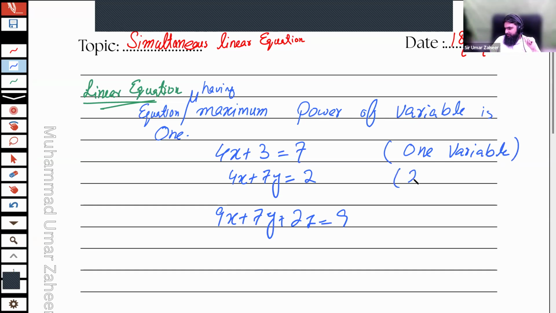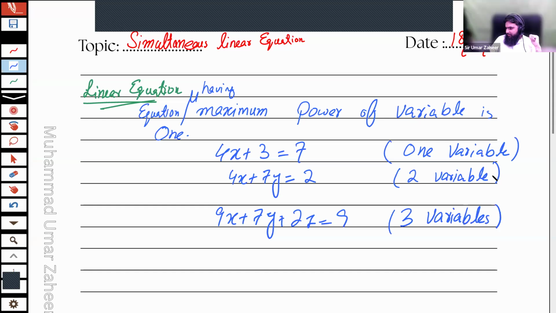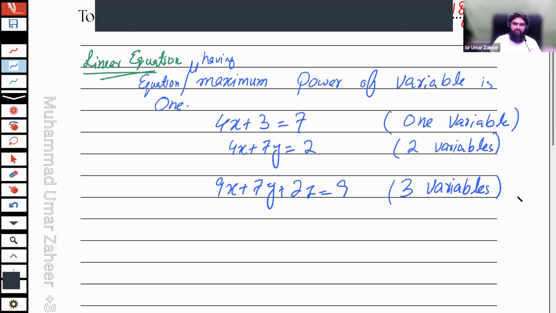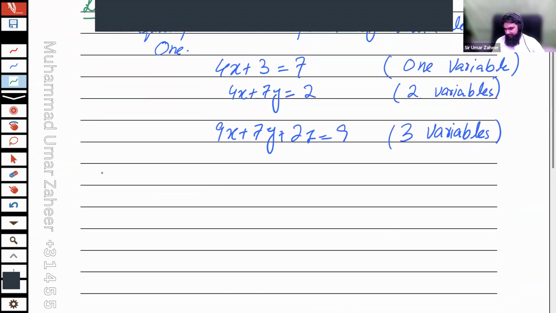It is the linear equation in, anyone? In two variables. How many variables in equation 3? There are 3 variables. So all of these equations are linear, but what is the difference? The first one has a single variable, the second one has two variables, and the third one has three variables. Now we are talking about the simultaneous linear equations.